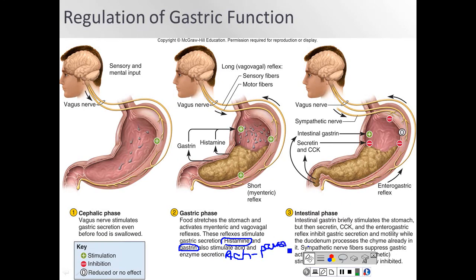By the parasympathetic. Then we have the histamine. Hold on, let's go back to the acetylcholine. The acetylcholine secreted by the parasympathetic nervous system fibers is part of both short and long reflex pathways. Our histamine is a paracrine.